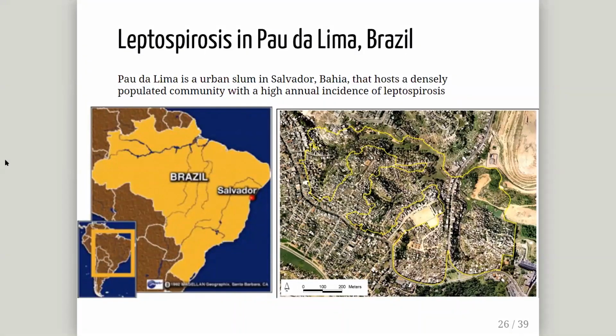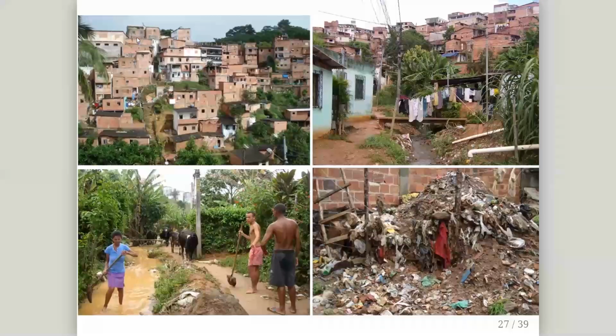Here we can see some photographs. We can see that households are placed at different elevations. The community has a lot of vegetation, accumulated trash, open sewers, and people carry out risk activities such as being in contact with mud and water that can be contaminated.